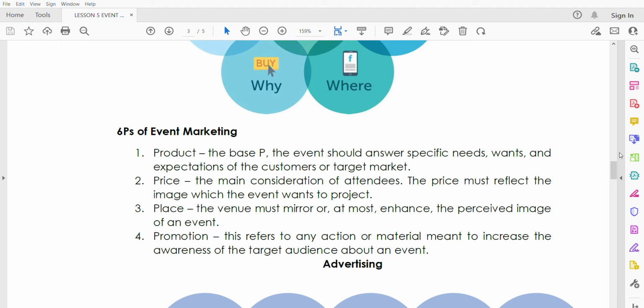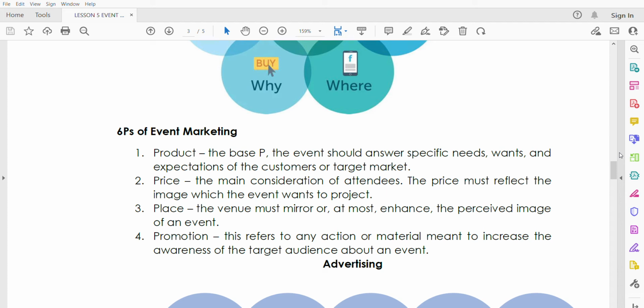Place. So this is the venue, pertains to the venue. So it must mirror or at most enhance the perceived image of an event. So this is the marketing and event professionals have the mantra of location, location, location. Following that dictum, that perception is the key. Event organizers must also consider that the venue should enhance the perceived image of the event. So, it's a challenge kay mas mahal man magsigi og rent of venue. However, we need to invest in such kay if the venue is not comfortable, then your guests or your customers will not be comfortable.